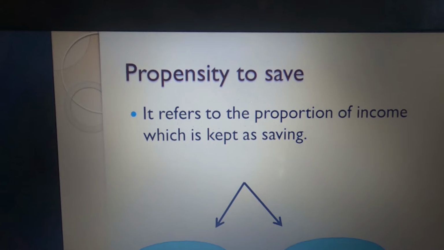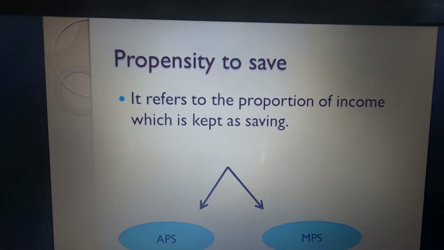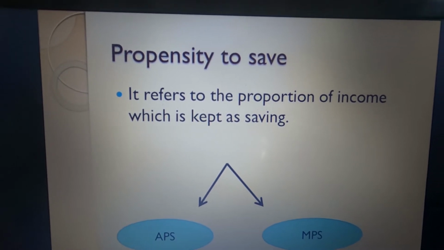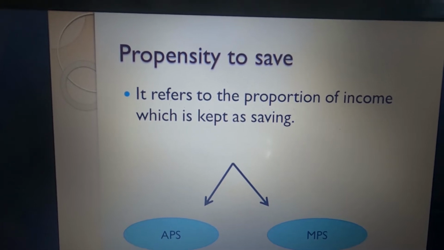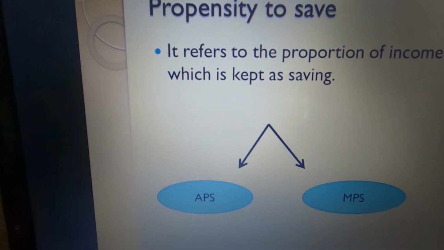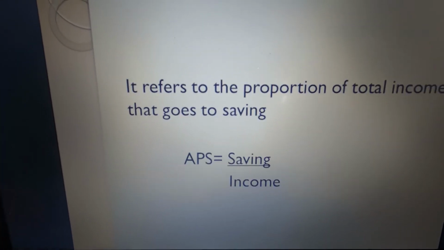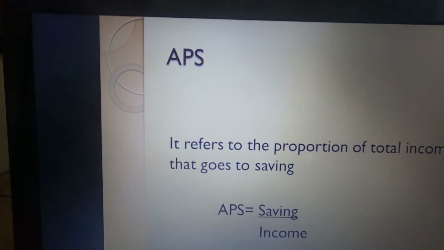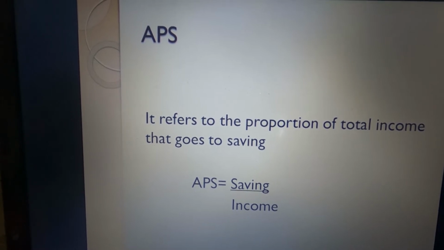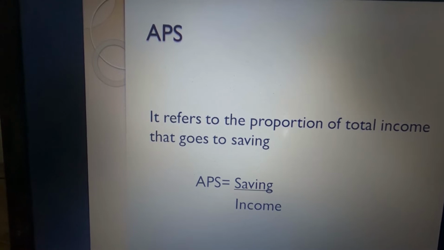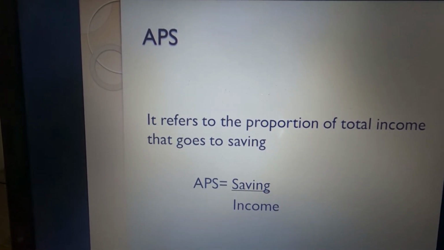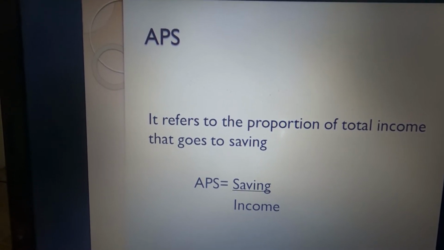Now next one we have is propensity to save. Now what is this? It refers to the proportion of income which is kept for saving. So we have income, and from it, how much proportion we save. That is called as propensity to save. Now in this we have two categories. One is APS, another one is MPS. APS is average propensity to save. APS refers to the proportion of total income that goes to saving. So out of total income, how much proportion that we save is called as APS.